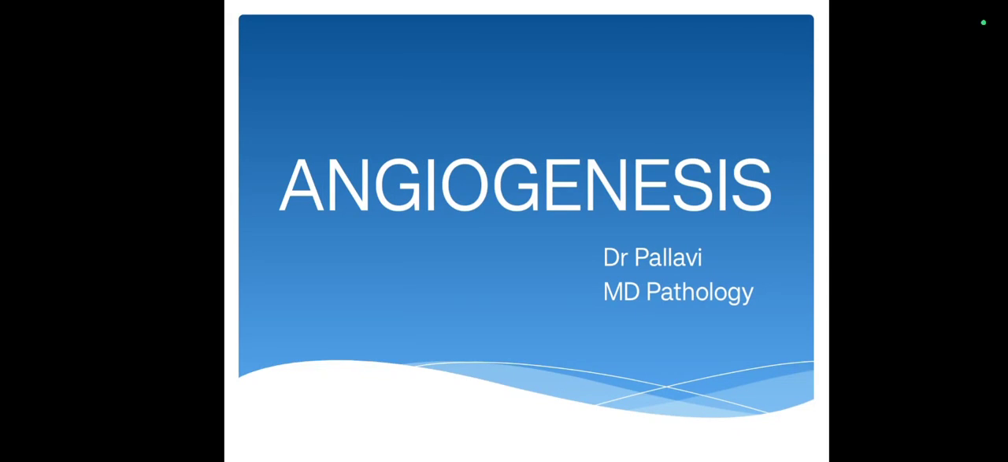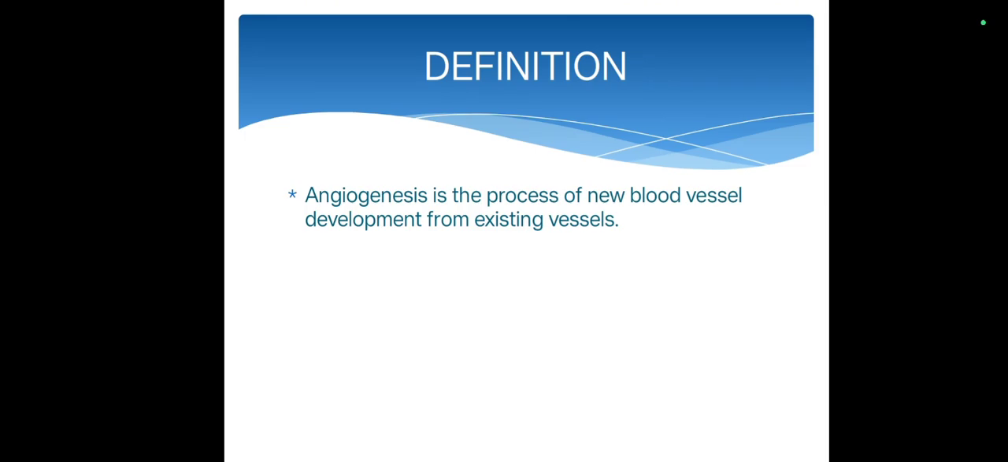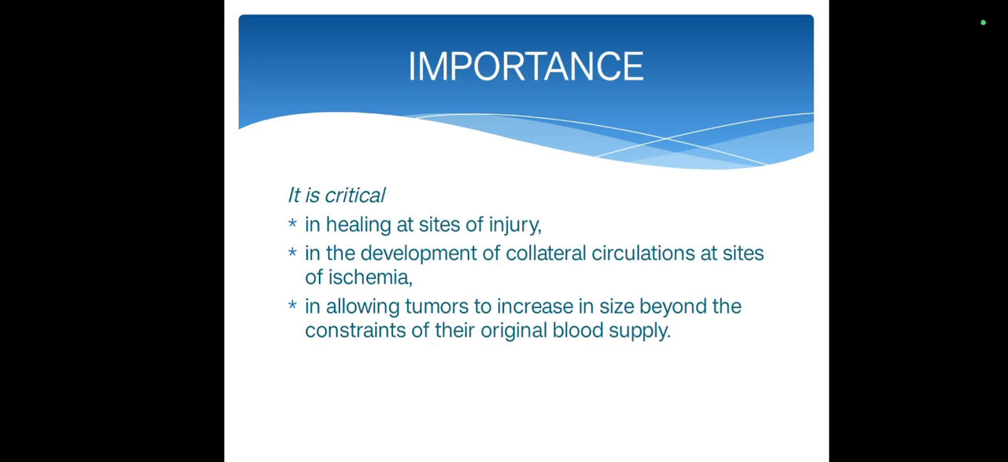Today's topic of discussion is angiogenesis. Angiogenesis is a process of new blood vessel development from the existing vessel. It is important in the healing at sites of injury, in the development of collateral circulations at sites of ischemia, in allowing tumors to increase in size beyond the constraints of their original blood supply.